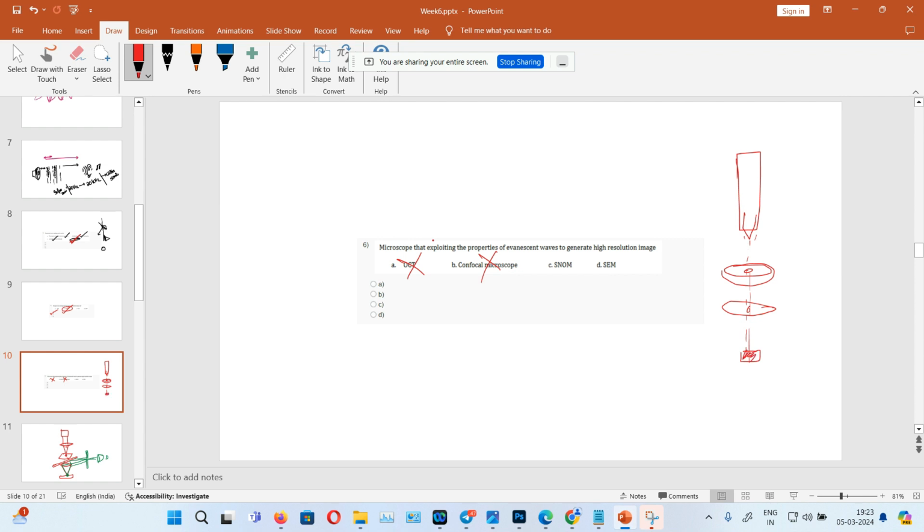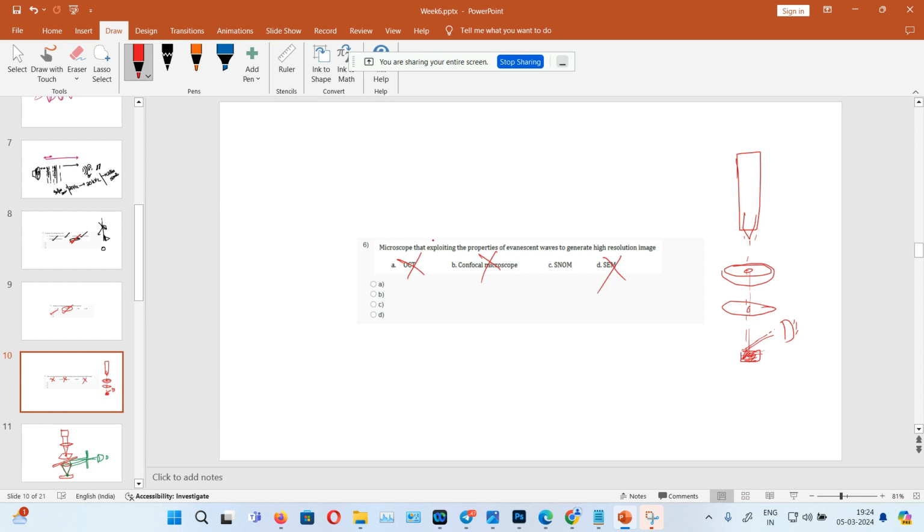Using electric field and magnetic field, you can scan the beam through the specimen, and the backscattered or secondary electrons we can detect with various detectors, and you can get an image. This is called a scanning electron microscope. In this one also, you can see there is no usage of an evanescent field.